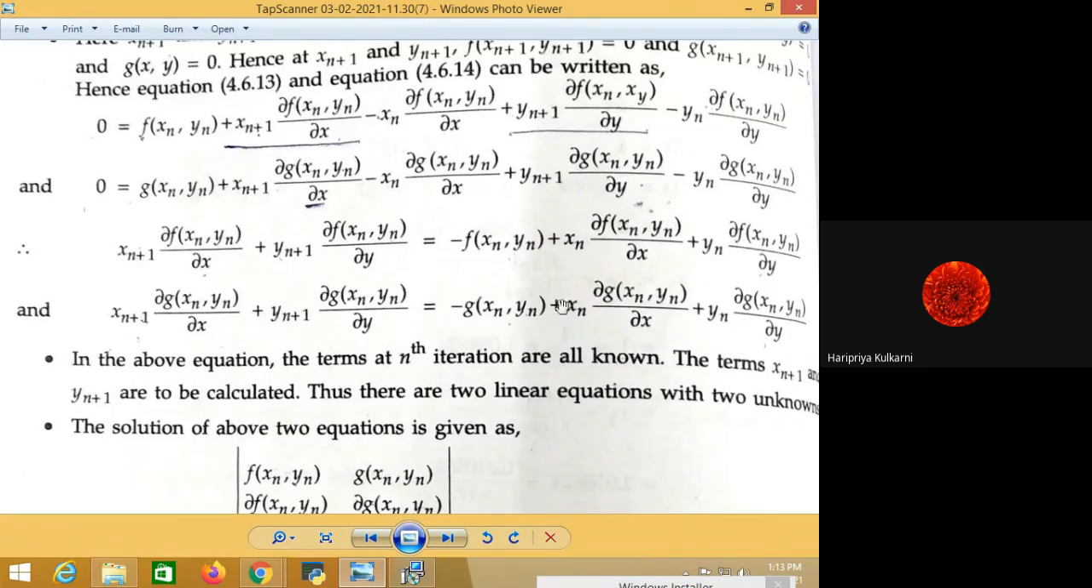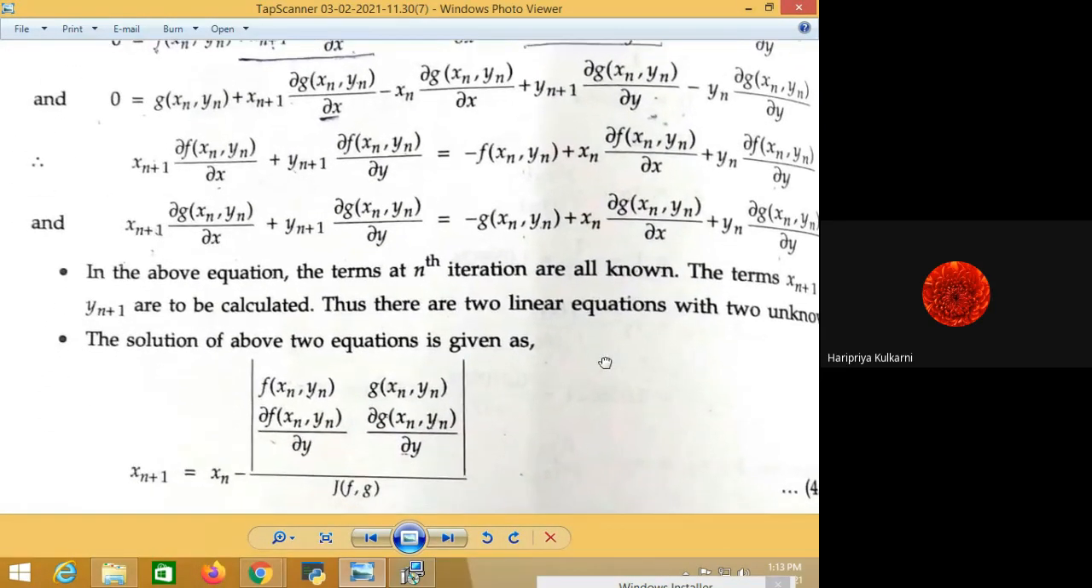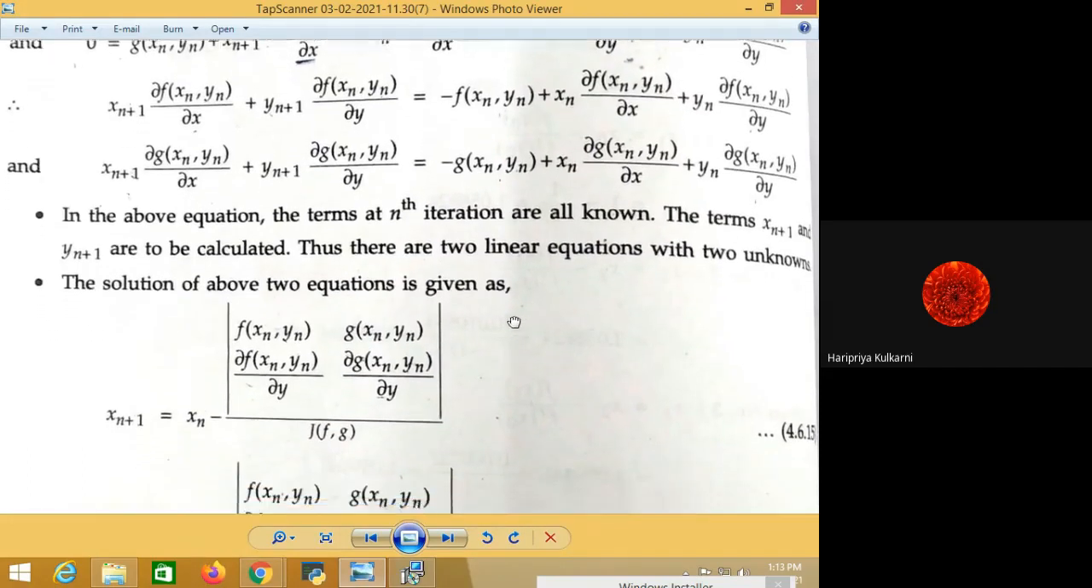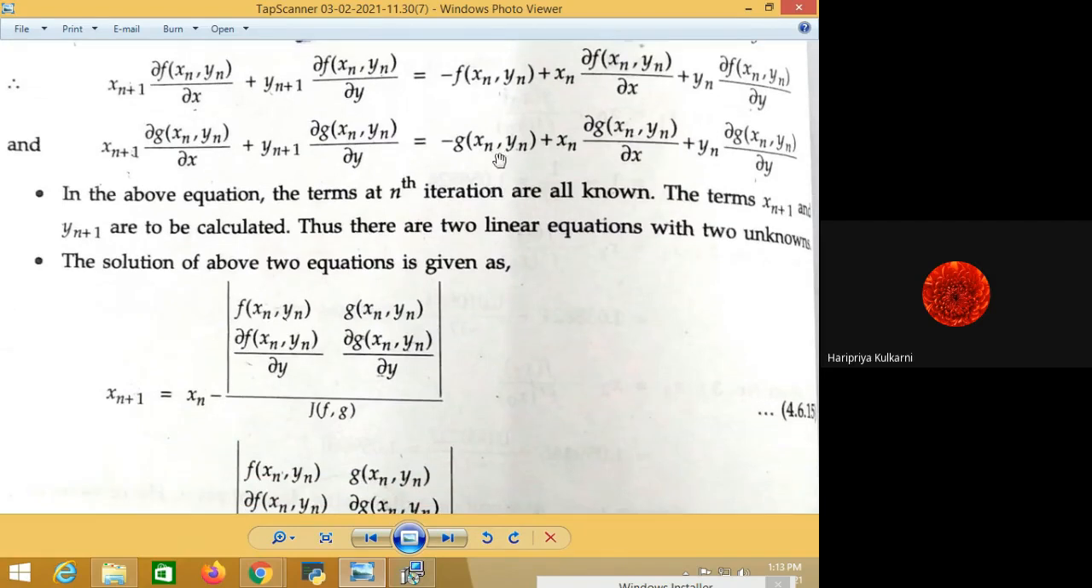Okay, now if we try to solve it, we can have the solution as xn plus 1, yn plus 1. So it is similar to two equations with two variables and we can solve it. Okay, with the matrix solution, we can have, see, these are the two equations we'll solve with the help of a matrix. So it is f of xn yn, g of xn yn.